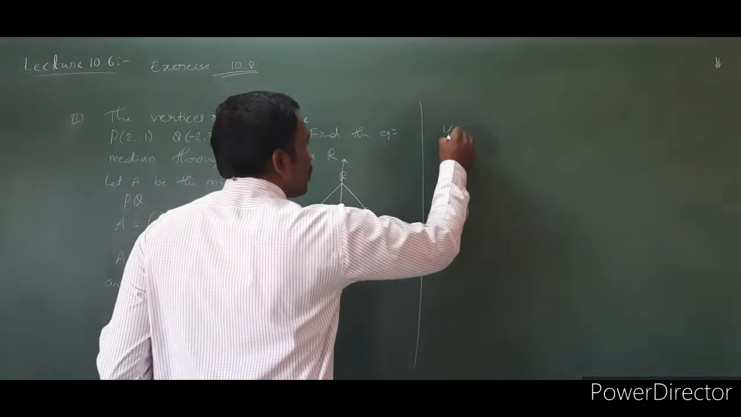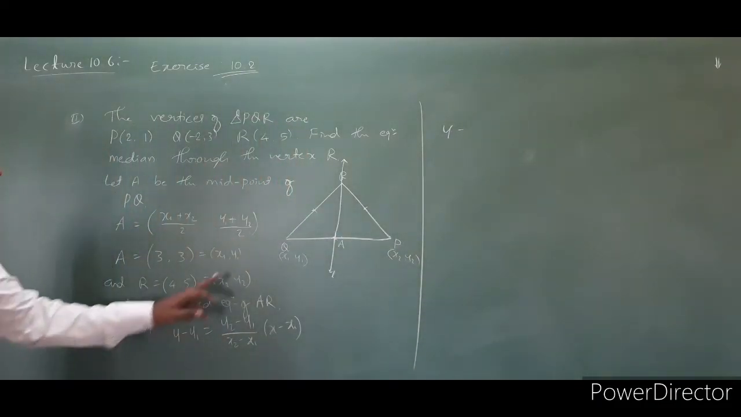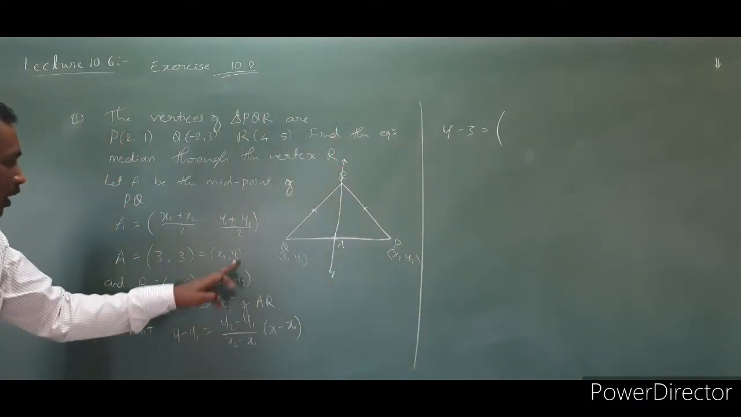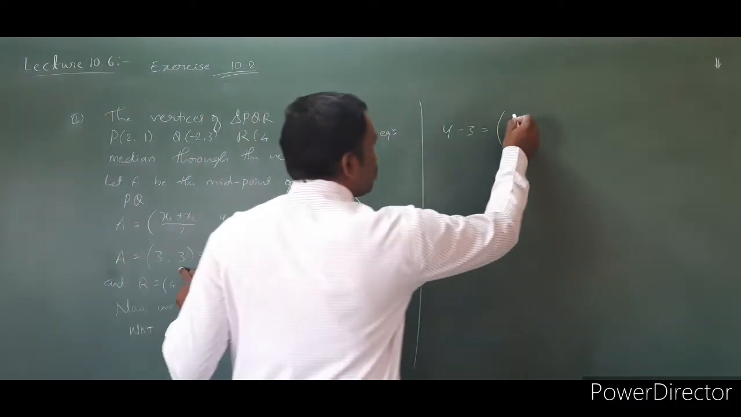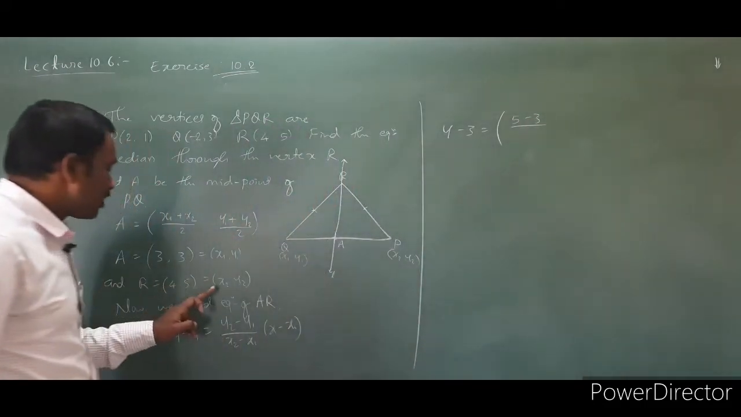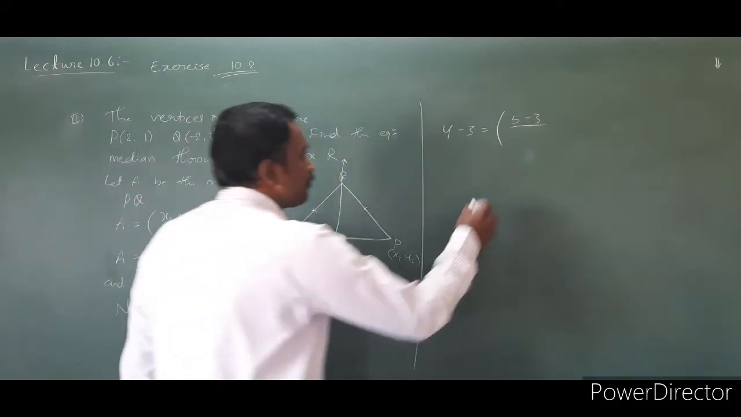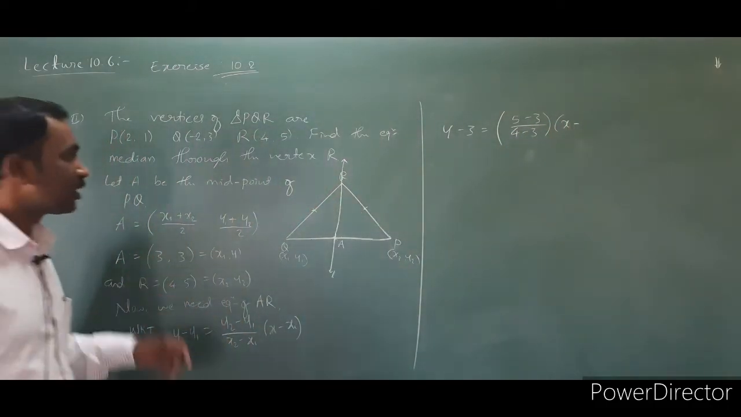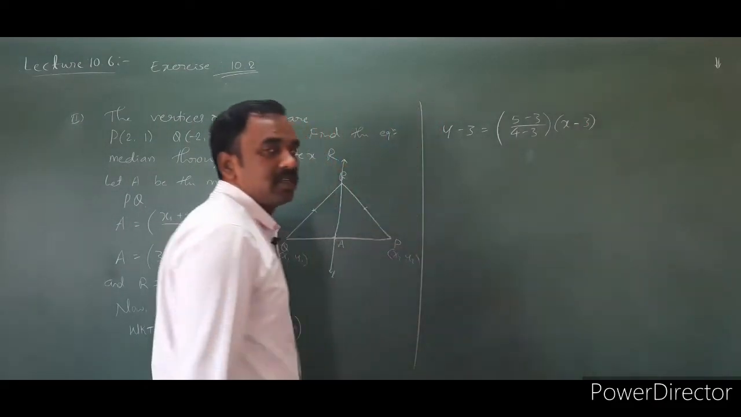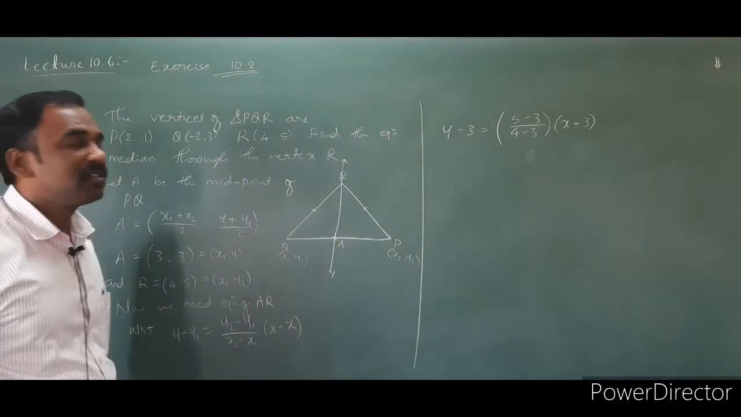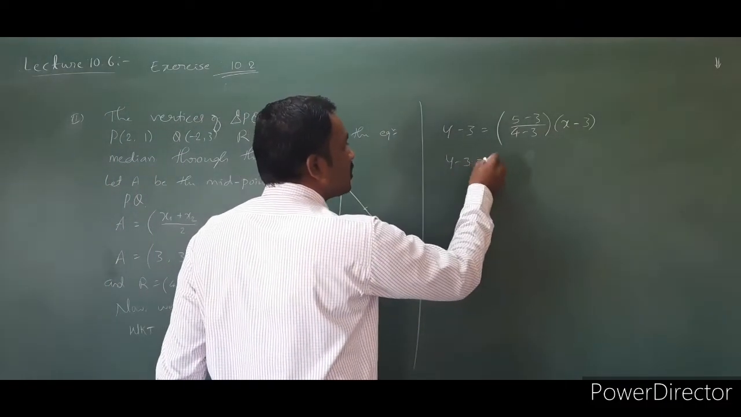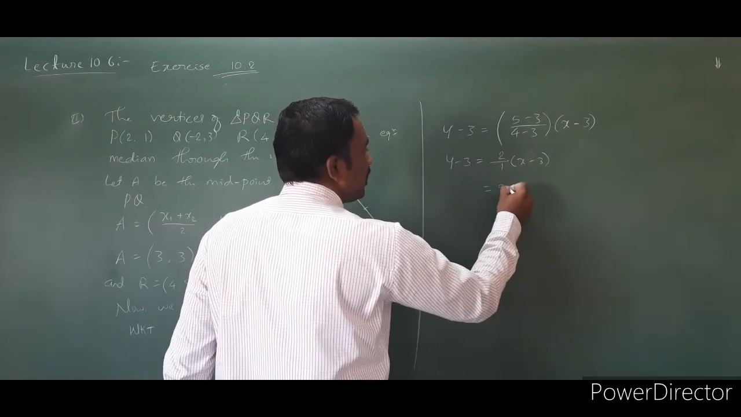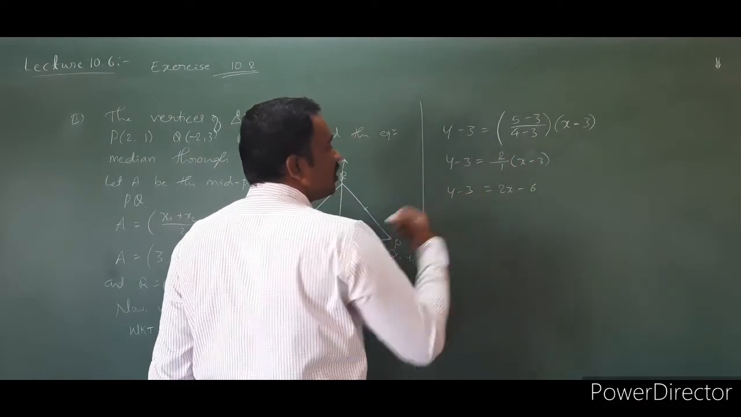So y minus, what is the y1 value? Here the y1 value is 3, equal to y2 minus y1, 5 minus 3, divided by x2 minus x1, 4 minus 3, into x minus x1 value 3. Yes, now simplify. So y minus 3 is equal to 5 minus 3 is 2, 4 minus 3 is 1, into x minus 3.